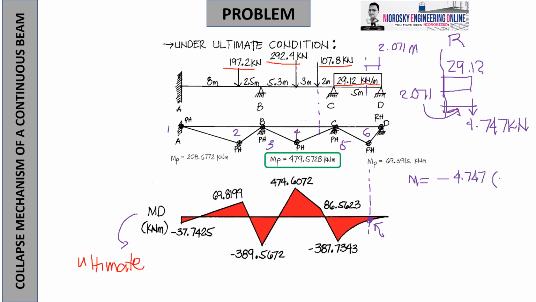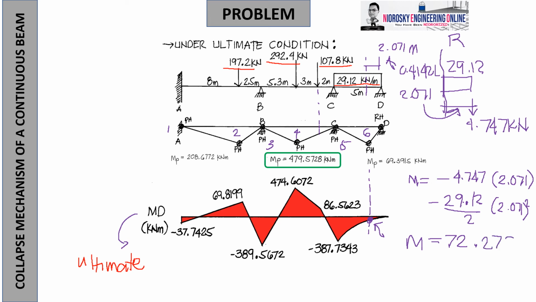4.747 multiplied by 2.071, which is yung 0.4142 of L, if you recall. This is already derived in my past video lecture. Now to continue, minus 29.12 over 2 times 2.071 squared. So we will get by calculation as 72.2795. So ito yung qualifying value natin.